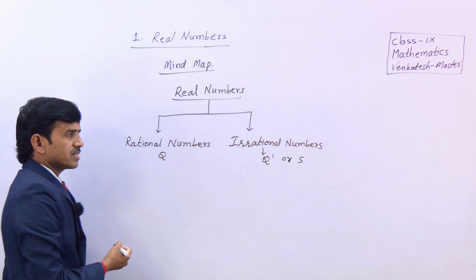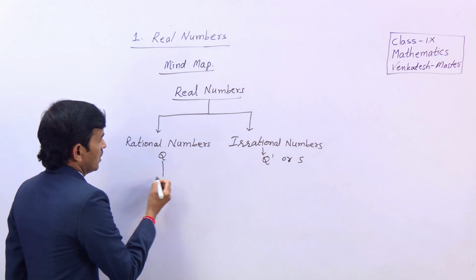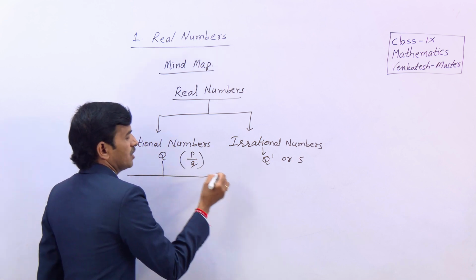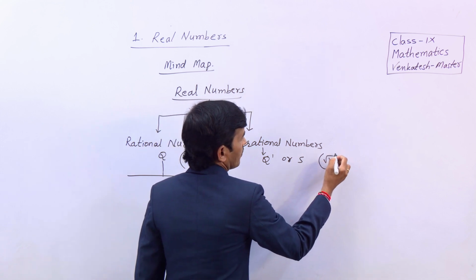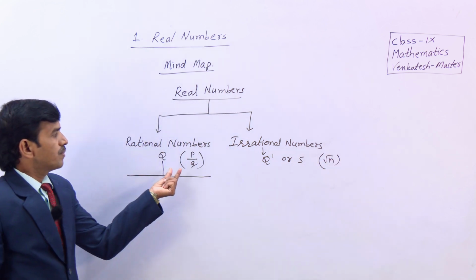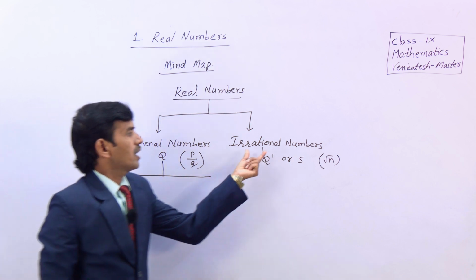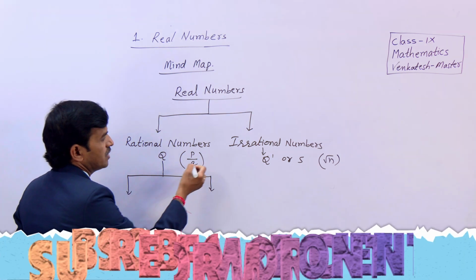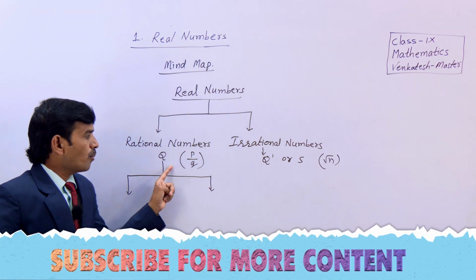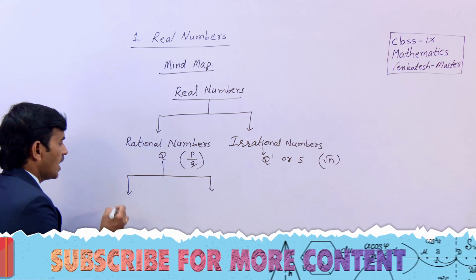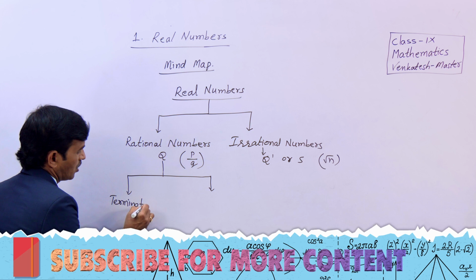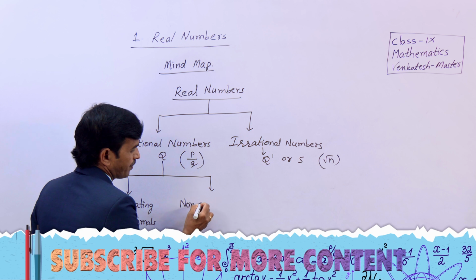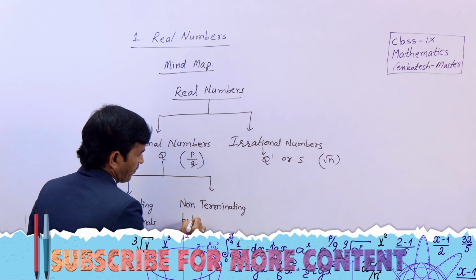Next, rational numbers are in the form of p by q, and irrational numbers are in the form of root n. Now, if you convert this p by q into decimals, how many types will you get here? It becomes a terminating decimal, or a non-terminating but repeating decimal.